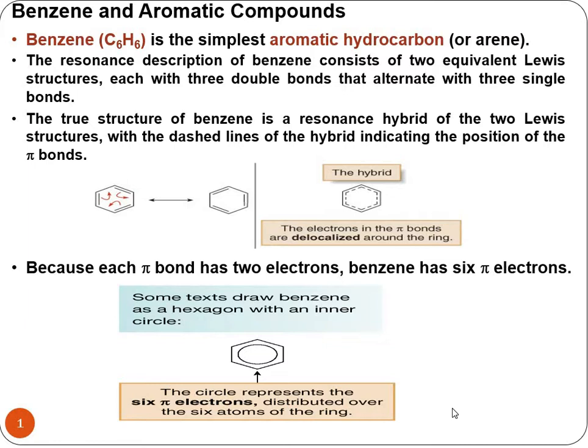In the hybrid, the electrons in the pi bonds are delocalized around the ring, because each pi bond has two electrons. So benzene has 6 pi electrons. Some texts draw benzene as a hexagon with an inner circle. You can see the circle represents the 6 pi electrons distributed over the 6 atoms of the ring.